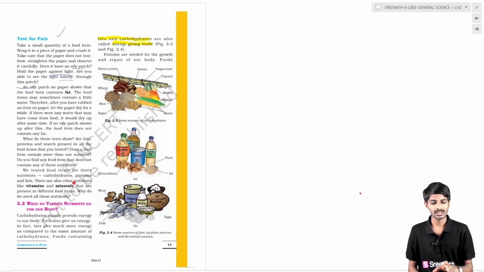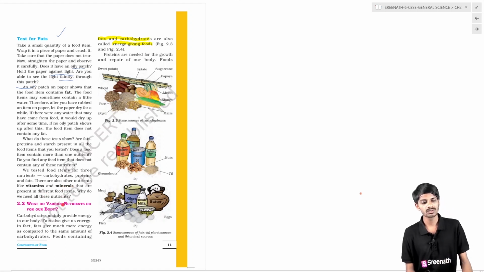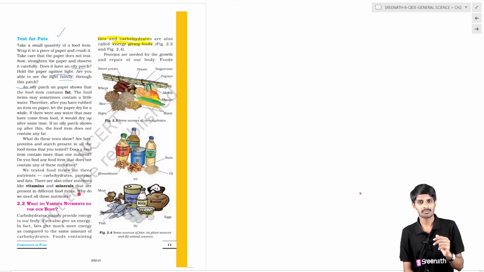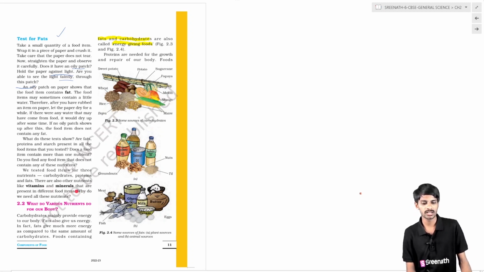There are also some nutrients like vitamins and minerals that are present in different food items. Why do we need all these food items? Basically, we have done tests for carbohydrates, proteins and fats. There are some nutrients like vitamins and minerals. Are these required for our body? Why? In which way are they required for our body? Now we have completed our first topic.